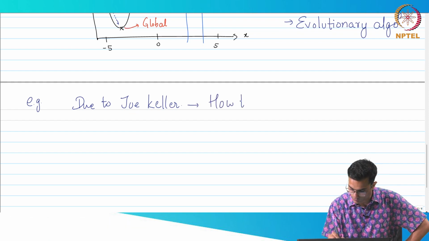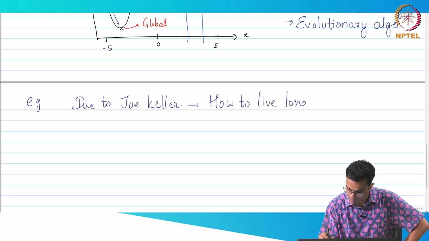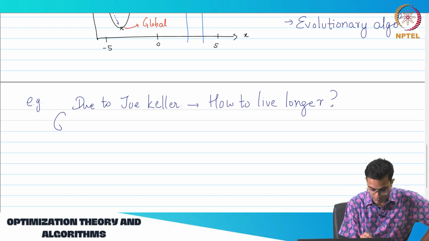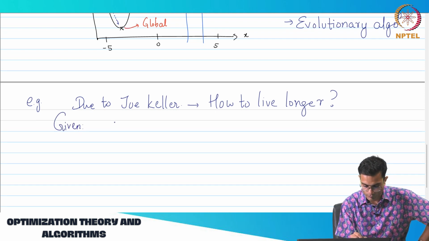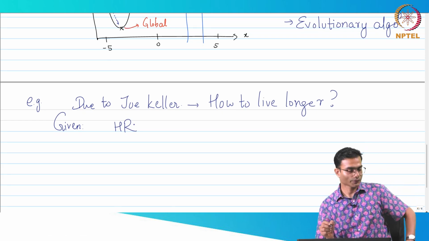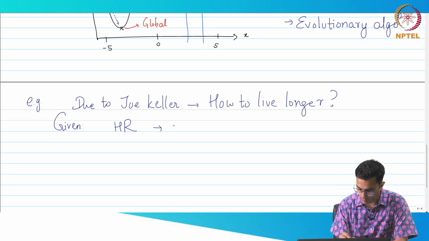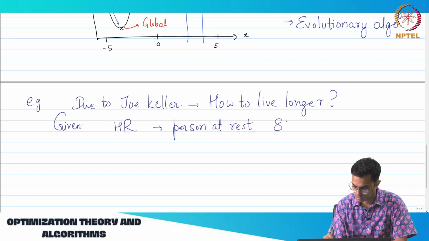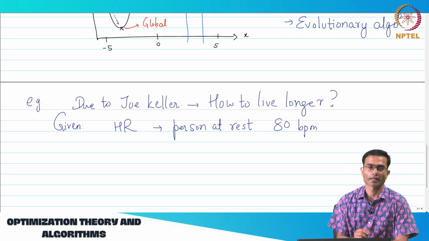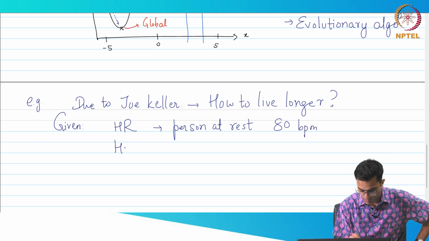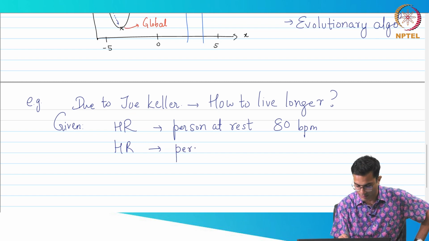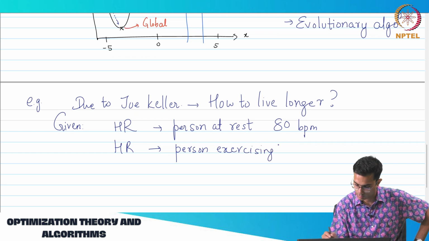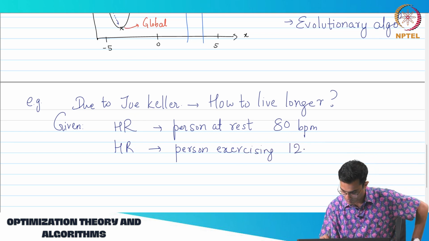So how to live. Okay, so what is the information that I'm going to give you? Given: HR is heart rate. The heart rate of a person at rest is 80 beats per minute. The heart rate of a person exercising, any guesses? Okay, not bad. Let's take 120.